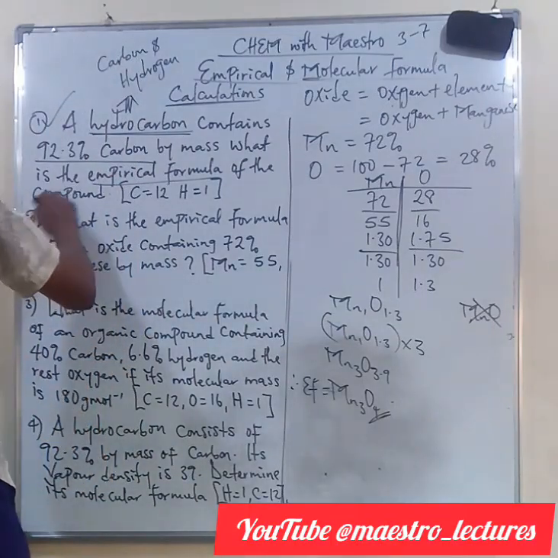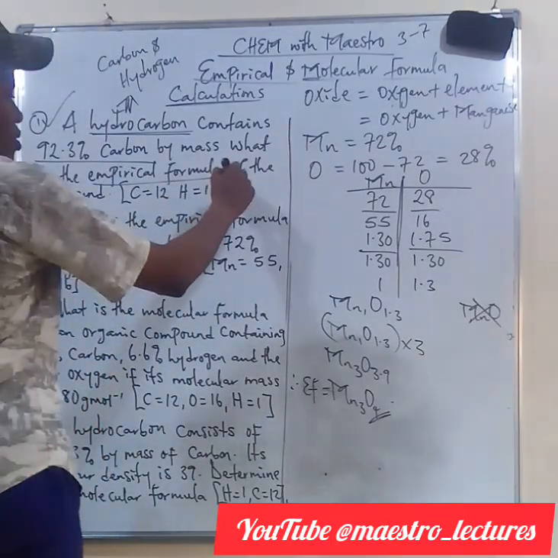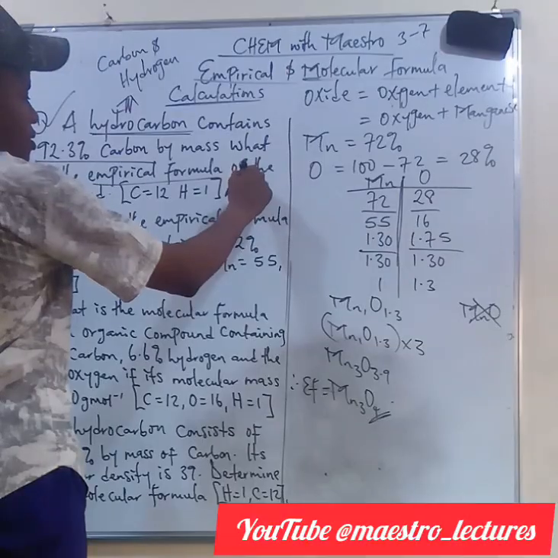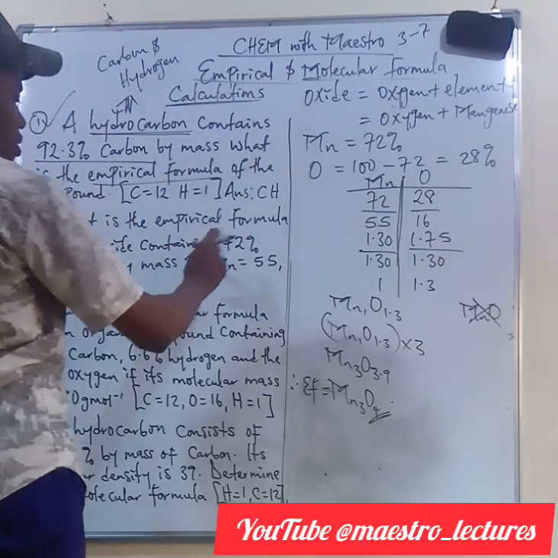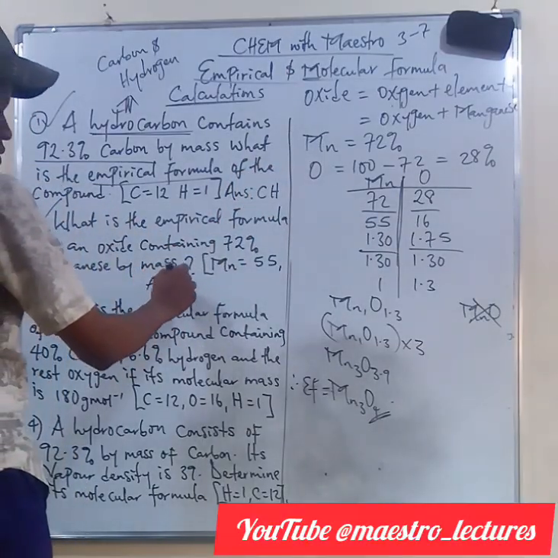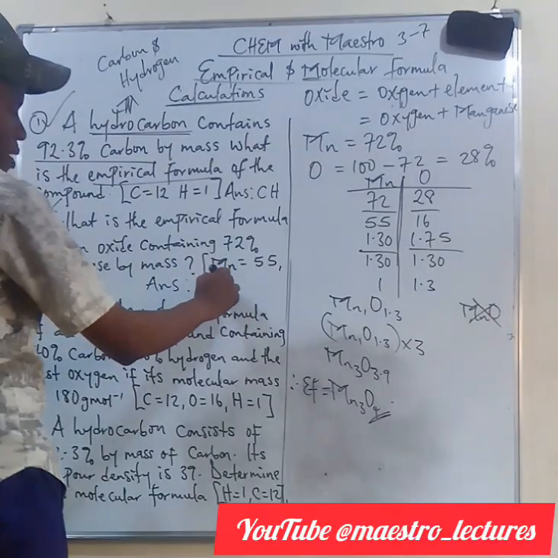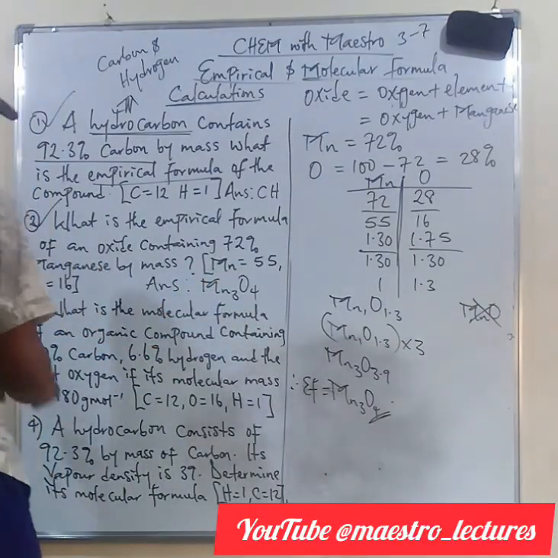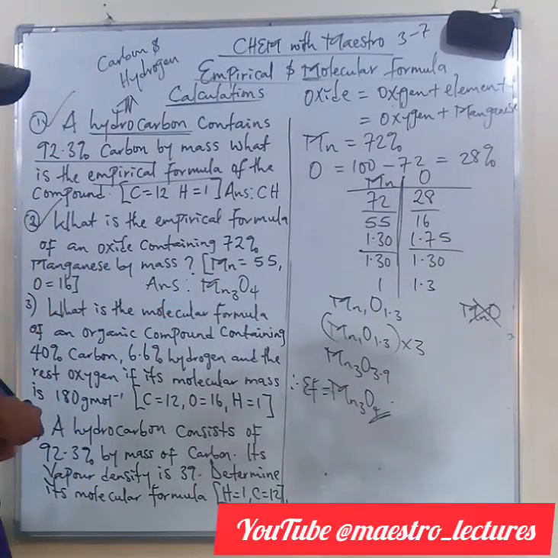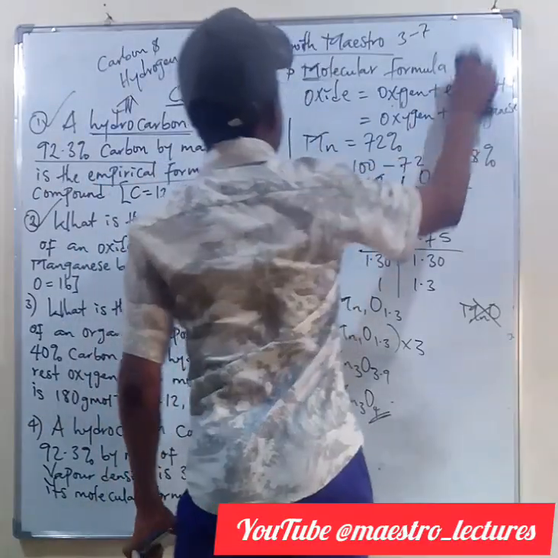Alright, so we are done with this. For the first one, our answer is CH. The second one, our answer is Mn3O4. Now let's go for number 3. Let's try to solve number 3.